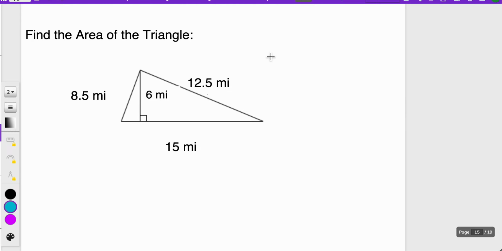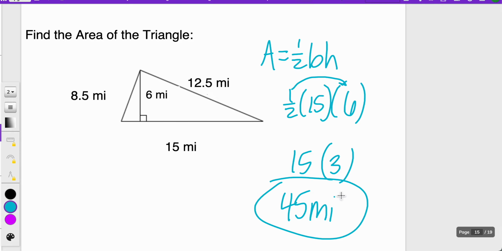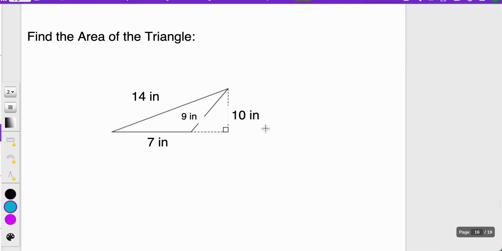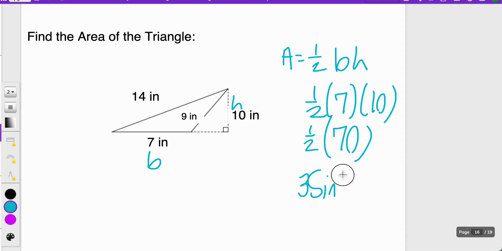Next up, our base and our height. 1/2 of 15 times 6. Some people will also take half of either one of these numbers, so let's try using half of 6, which is 3, and 15 times 3 is 45 square miles. Pausing if needed. Your base in this case is 7, your height is 10, so area equals 1/2 base times height. So that would be 1/2 times 7 times 10, or half of 70, and you're going to get 35 square inches.